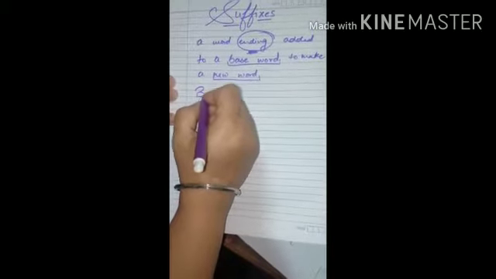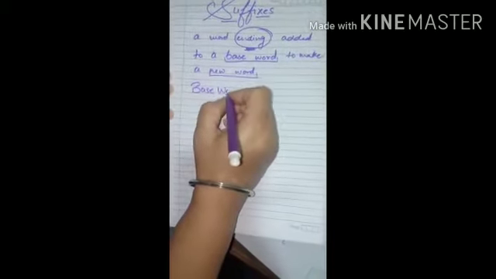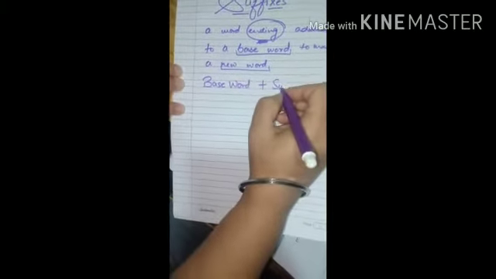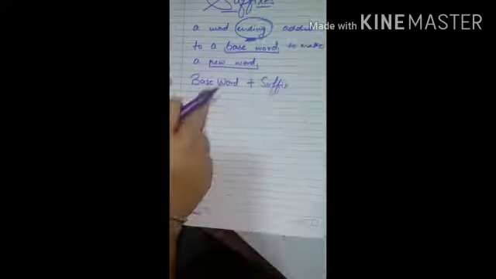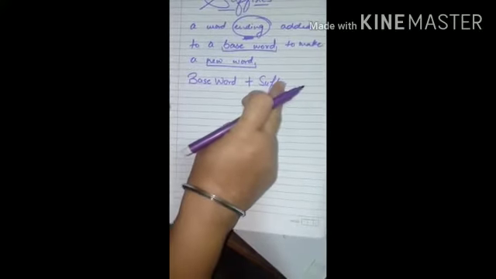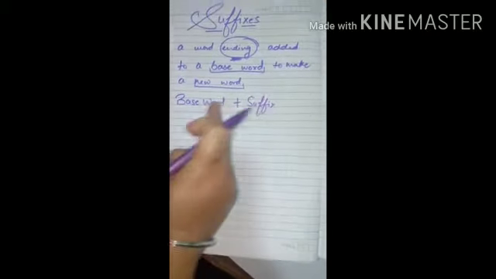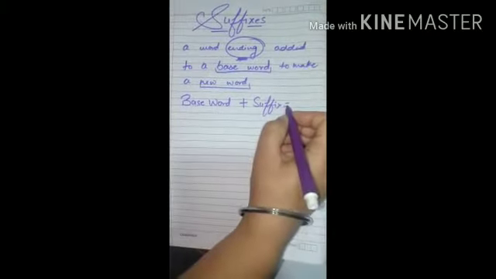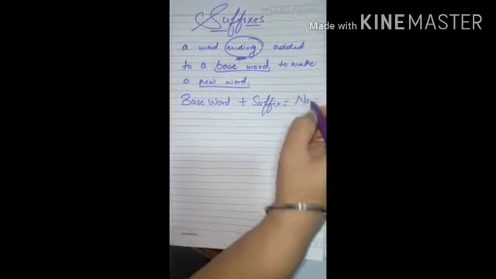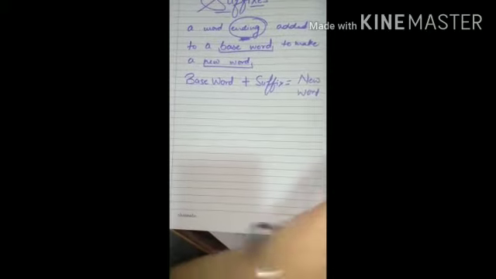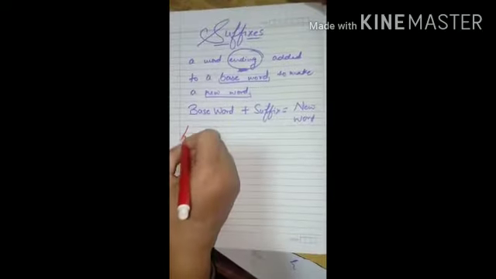Whenever we add a suffix to the base word, meaning the suffix is added at the end of the base word, what we get is a new word. Now, what can be an example of this?